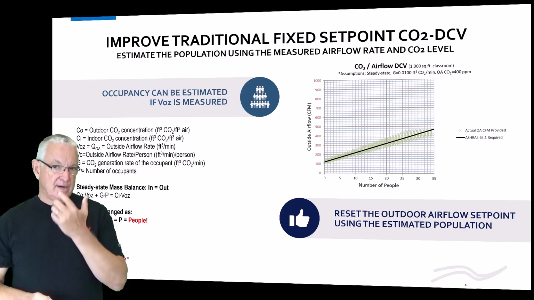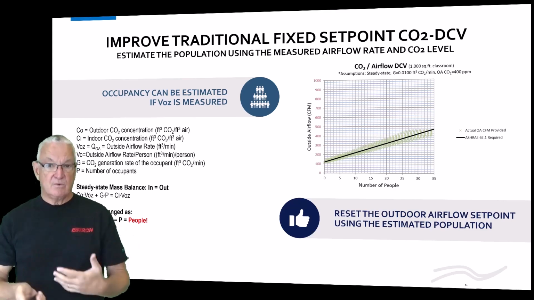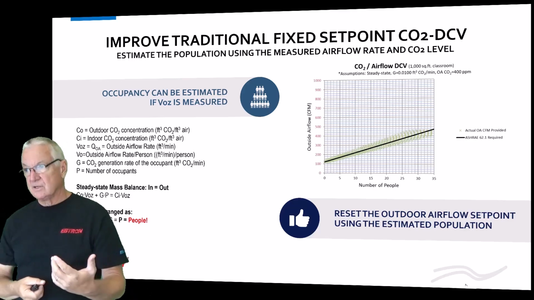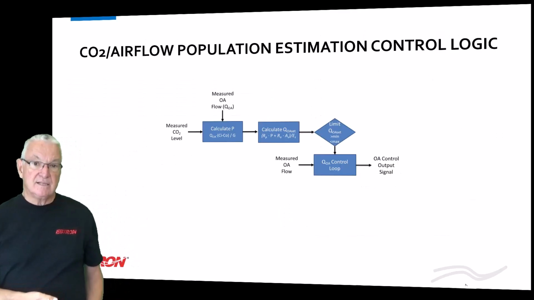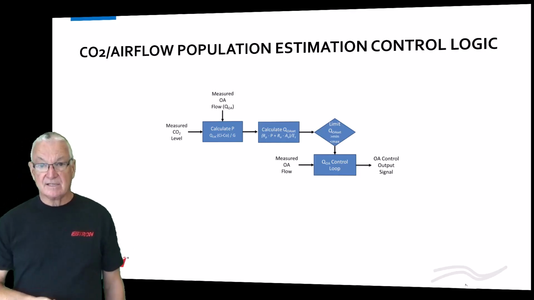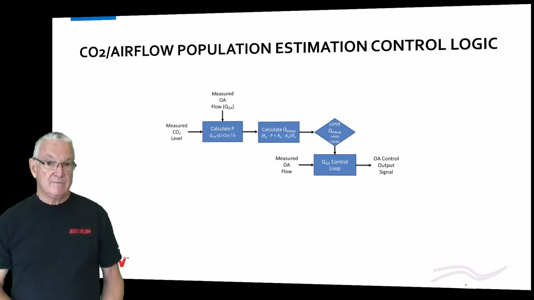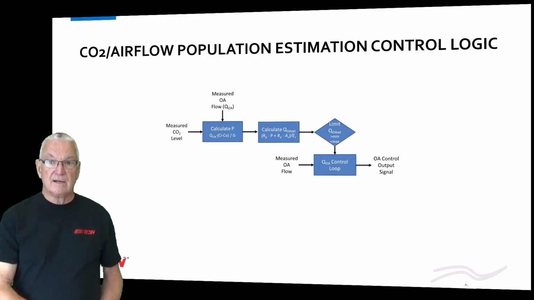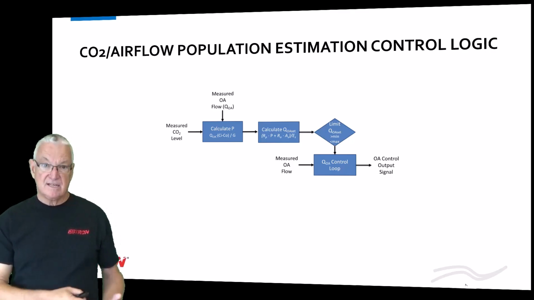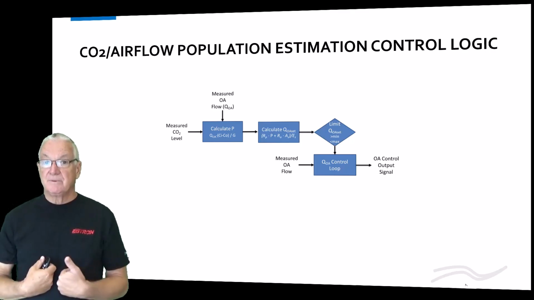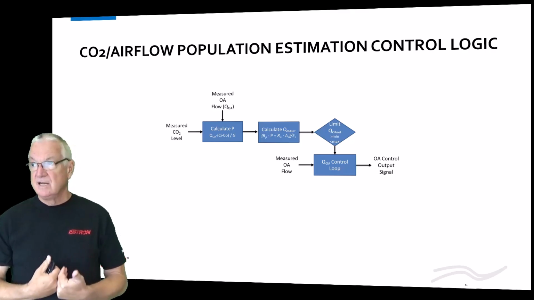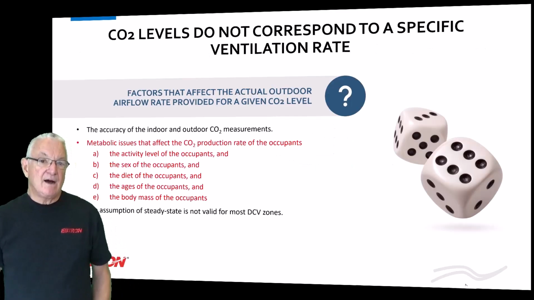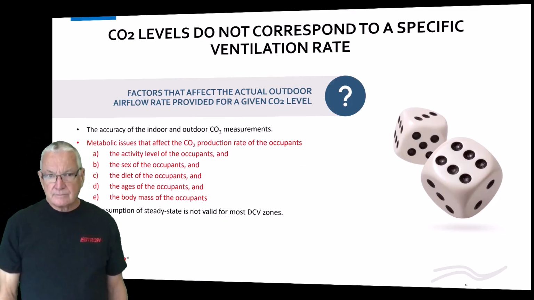And if we estimate the population, it doesn't matter where we're operating, whether in Standard 62 or Title 24, you can calculate the outside air required based on that estimated population. Now, it does have the errors that we've already talked about, and the errors of steady state, which could be significant, but it is, in my opinion, an improved way to do CO2 DCV. In this case, the CO2 level will not be fixed. It'll vary.